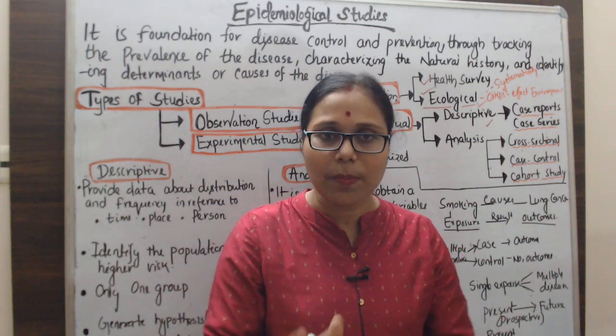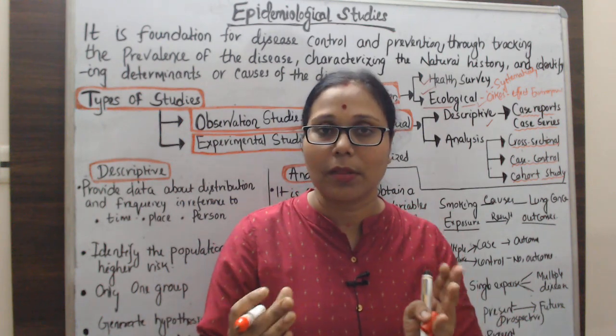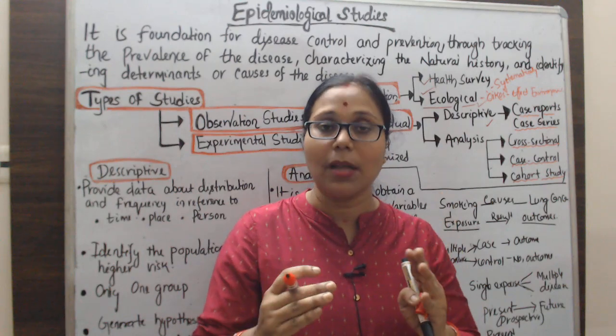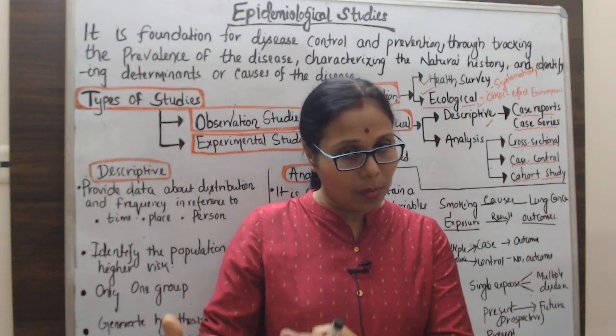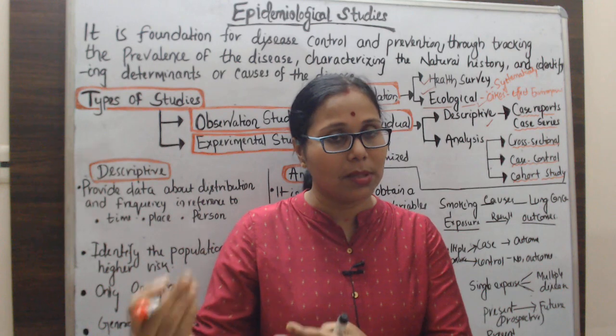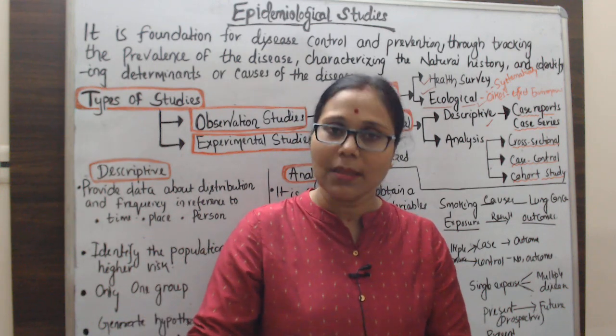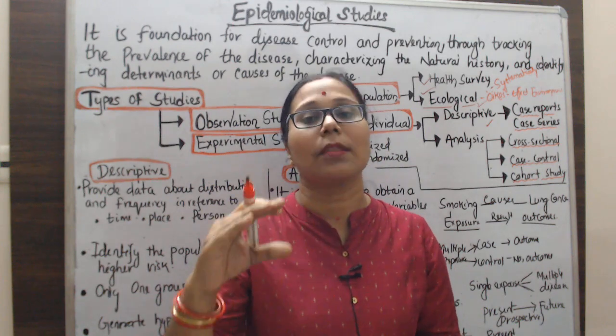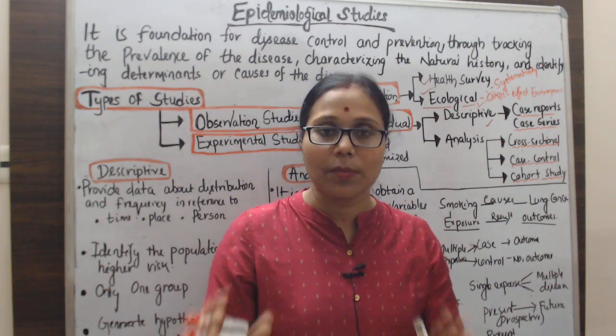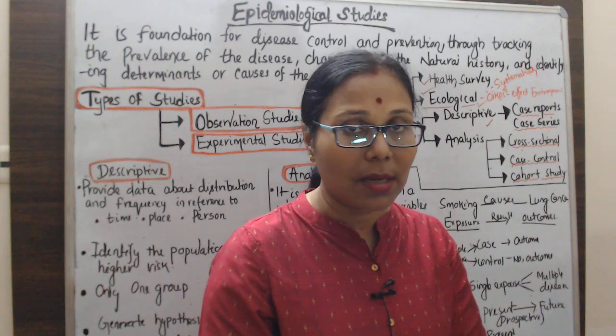So this gives the disease and the frequency. If I have the data about the disease and the frequency of the disease with time, in reference to time, place, and persons, that is called descriptive. So it gives descriptive knowledge. That's the name indicated, descriptive data.